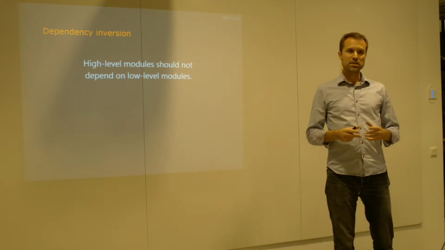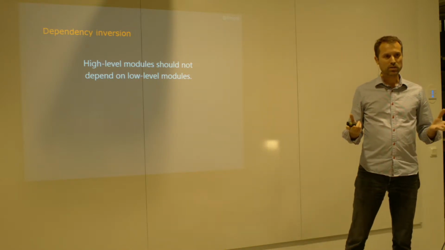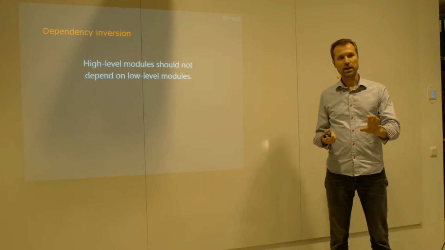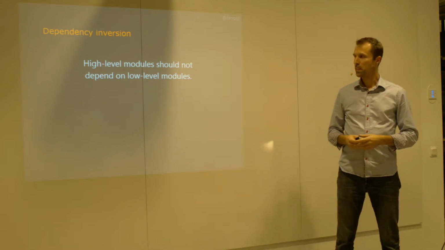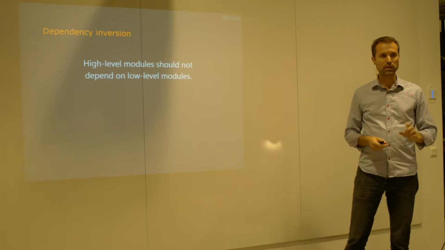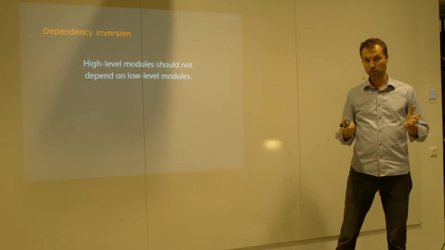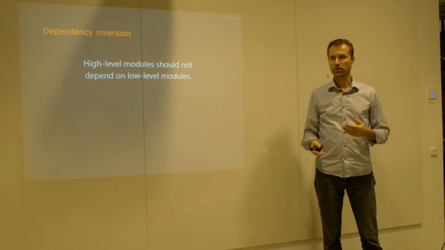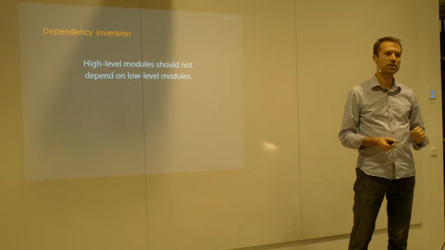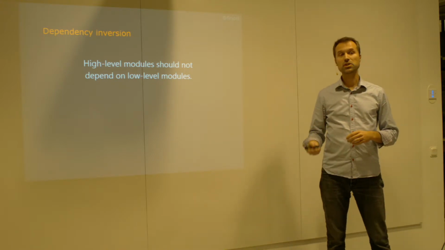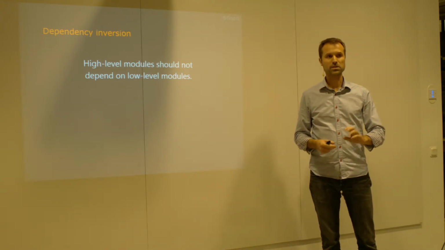Let's take the file system as an example. You have some code, you have some data, you need to store it in a file. So you open a file, put some bytes in there, and you save it on disk. Now you have a file on disk, but you also have code on a higher level module, your code, that depends directly on the lower level module, the file system. And what we want here is that we would want to depend on an abstraction of the file system rather than the file system itself.